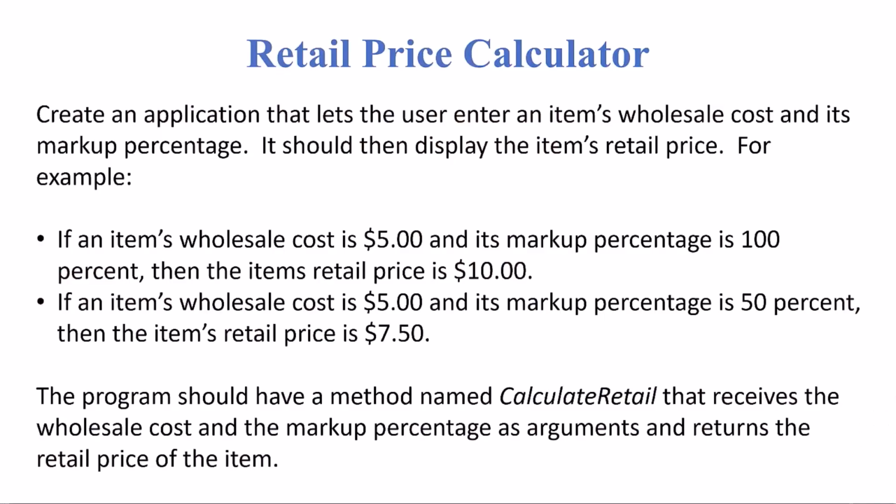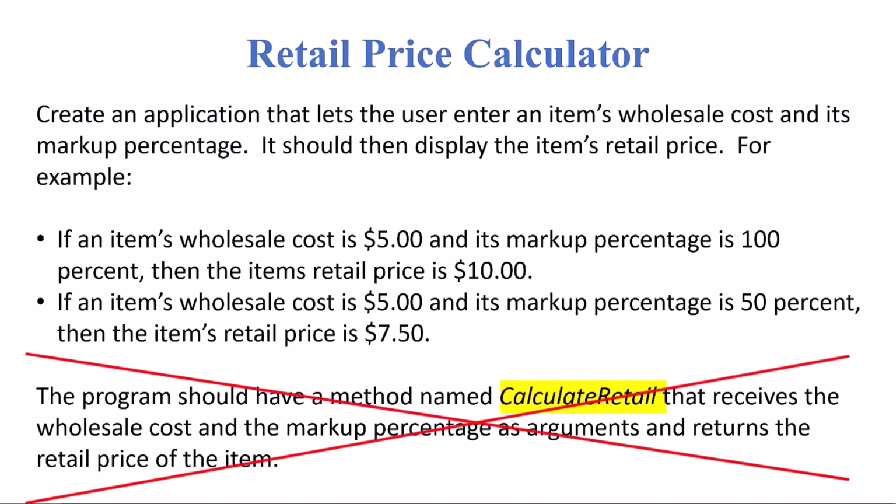We could change this thing to bring in a whole bunch of products or whatever, but we're just going to show the concept of how it does this math and how it uses the method to calculate this math. The program should have a method named calculate retail that receives the wholesale cost and markup percentage as arguments and returns the retail price of the item. We're not going to do that part just yet.